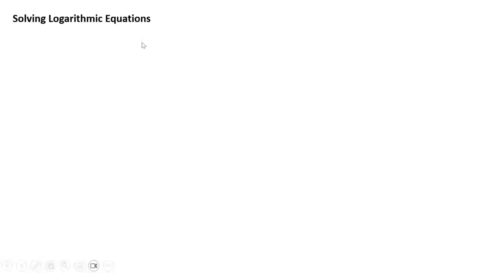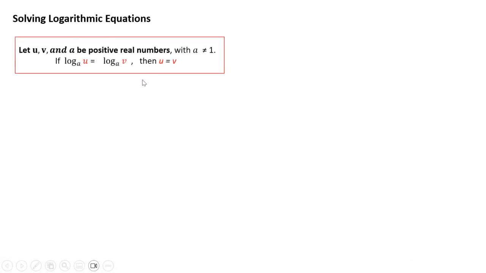Now we're going to be solving logarithmic equations. Okay, so again, this is a property that we're going to be using. It says let u, v, and a be positive real numbers, with a not equal to 1. So if you have log base a of u equals log base a of v, so if you have the same logs with the same base on both sides of the equal sign, then u must equal v. That's a rule that we're going to be applying.